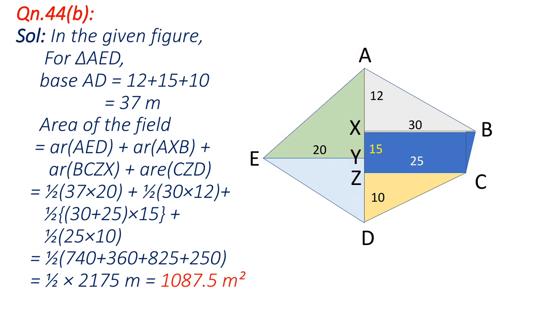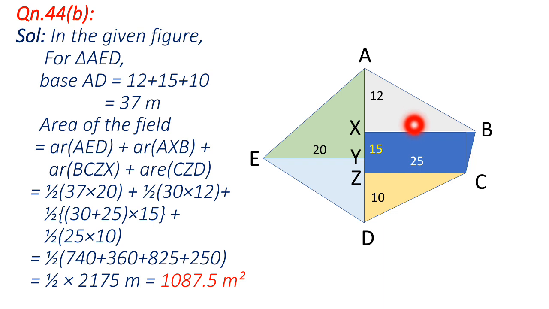If we want to get the base, the total length AD is the sum of the individual lengths 12 plus 15 plus 10. So AD equal to base, AD equal to 12 plus 15 plus 10. So we have 37 meter as the base, and we can take this one as height. The area of the field is the area of AED plus the area of AXB. For AXB, you have this one as height and this one as base.